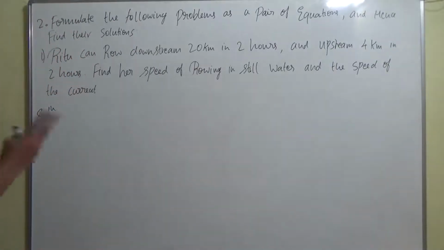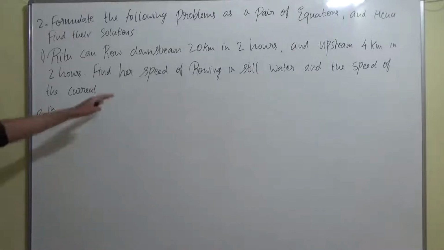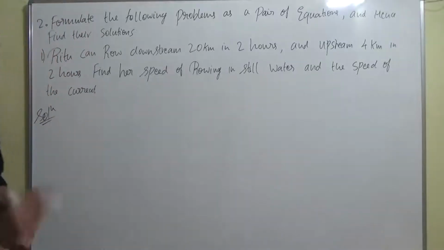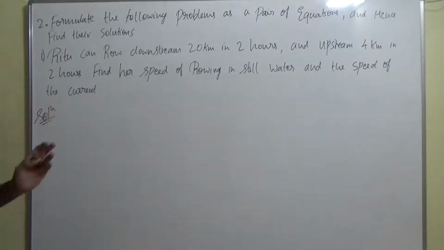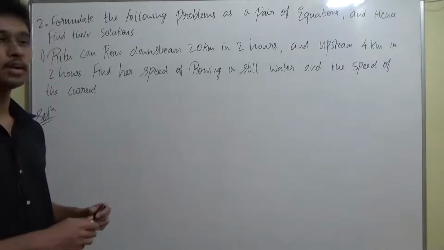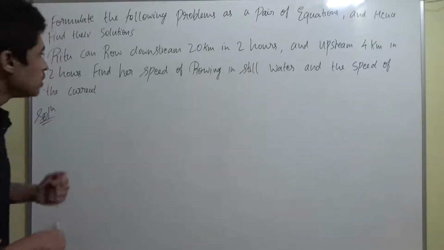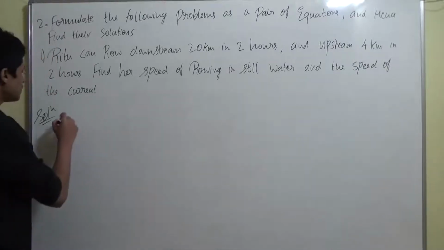So Ritu can row, yeah, this was the question. The first thing I have to do is assume: what they've asked is to find the speed of rowing in still water and the speed of the current. These are the things you have to find. In this entire chapter, what we have to find, that's what we assume as variables.